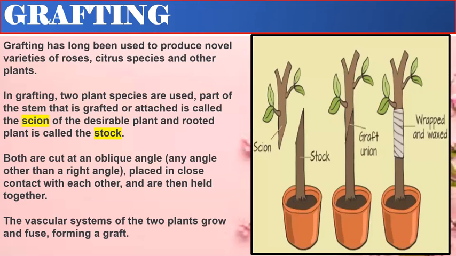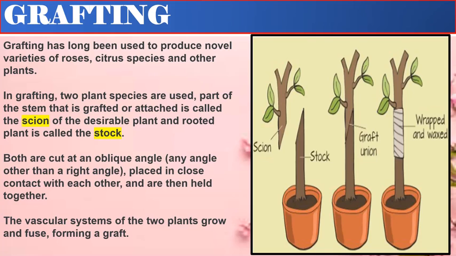Another very common method used in horticulture to develop varieties of ornamental plants and fruit trees, is called grafting. Grafting has long been used to produce novel varieties of roses, citrus species, and other plants. In this method, a bud or cutting with buds of one plant called the scion is kept over the cut stem of a rooted plant called the stalk.